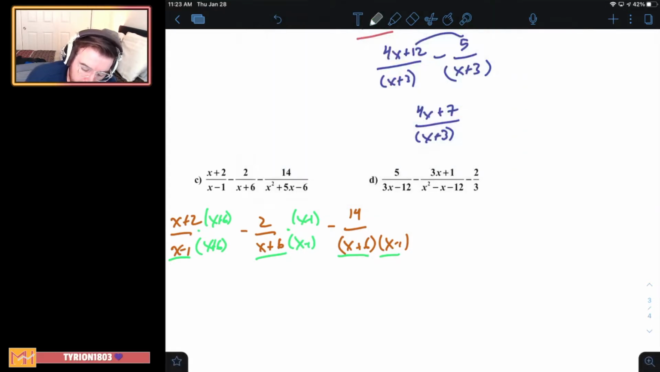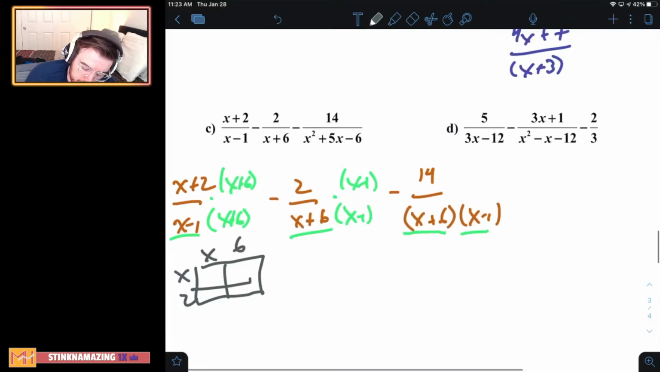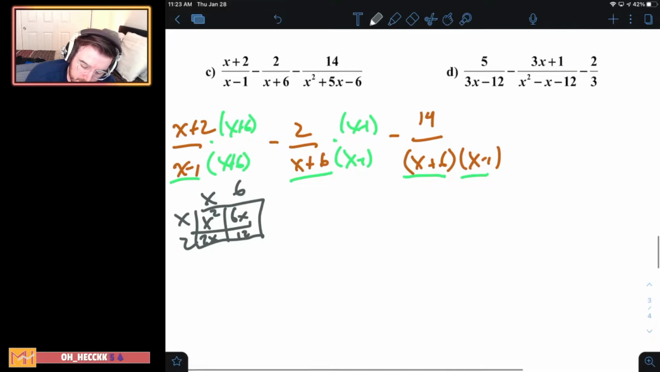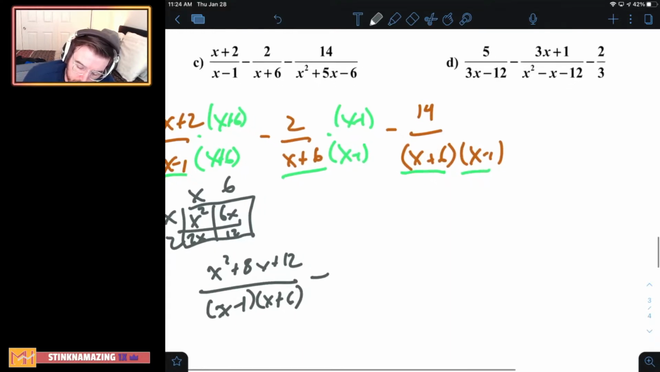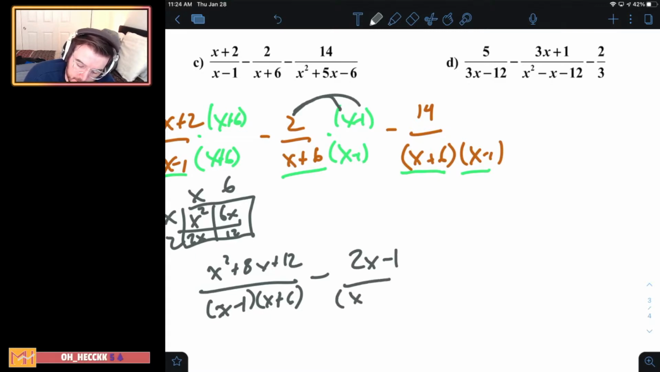I already had you do this. This is box method right here, right? So I won't ask another question about that. This is x squared, 6x, 2x, and 12. So this becomes x squared plus 8x plus 12 all over x minus 1, x plus 6, minus, we'll just keep it going. This is 2x minus 1 all over x minus 1, x plus 6. And then this, we didn't do anything extra, so it's just chilling.